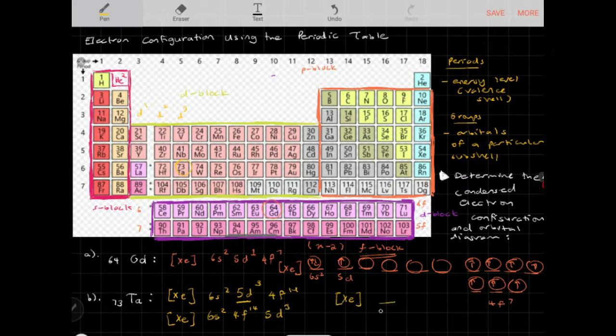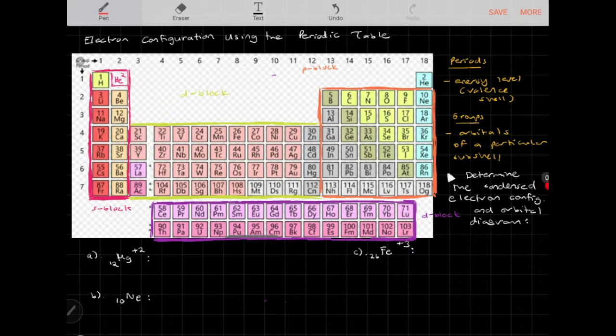And if I was going to draw the orbital diagram, you write down xenon, and you go 6s2, spin paired, then 4f14, which is going to have seven orbitals in that subshell, right? And this is going to be completely spin paired. So this is 4f14, and then 5d3, so this is going to be half filled, right? So this is 5d3. And yeah, that's the idea of the electron configuration.